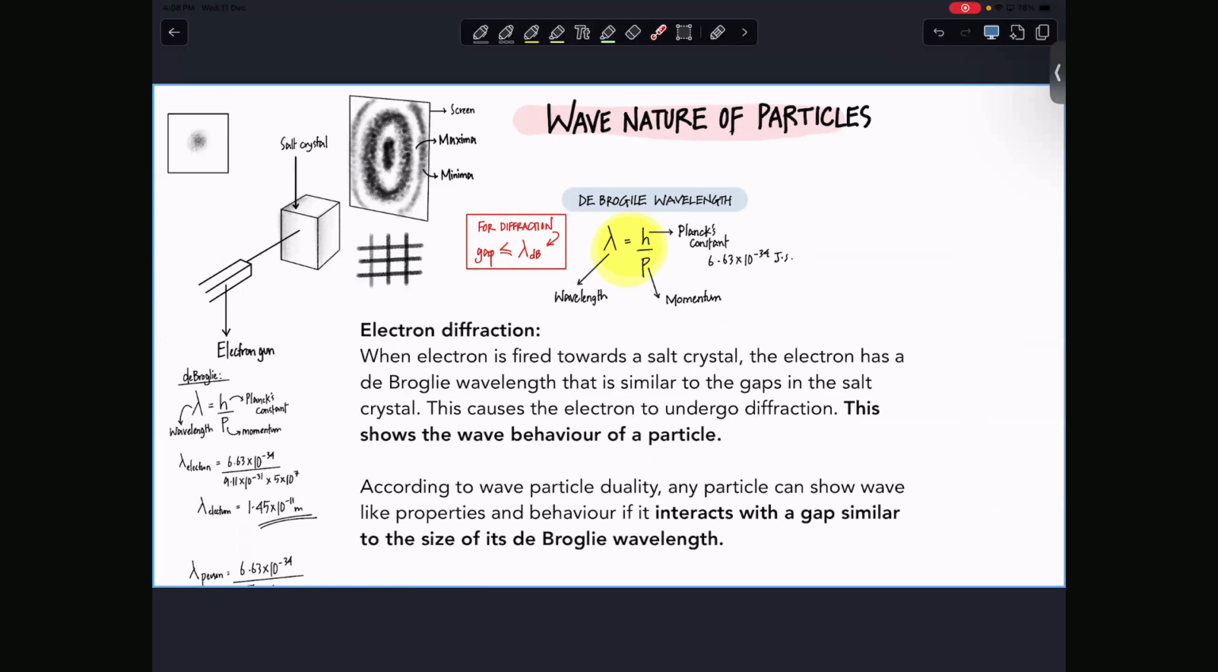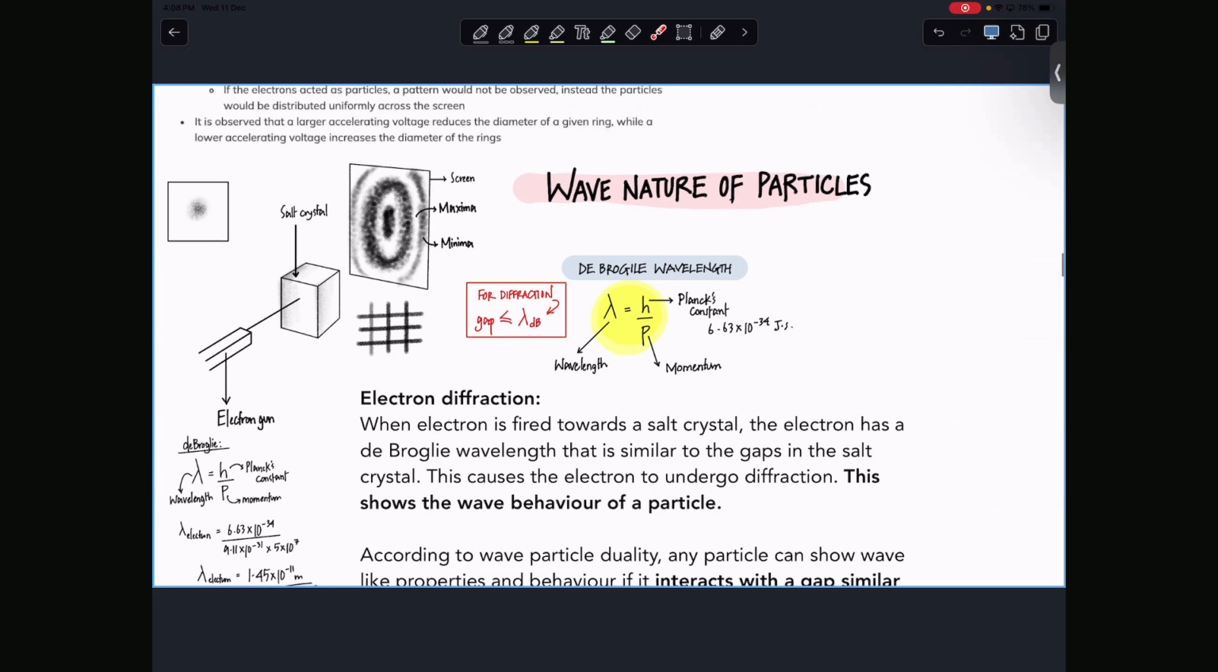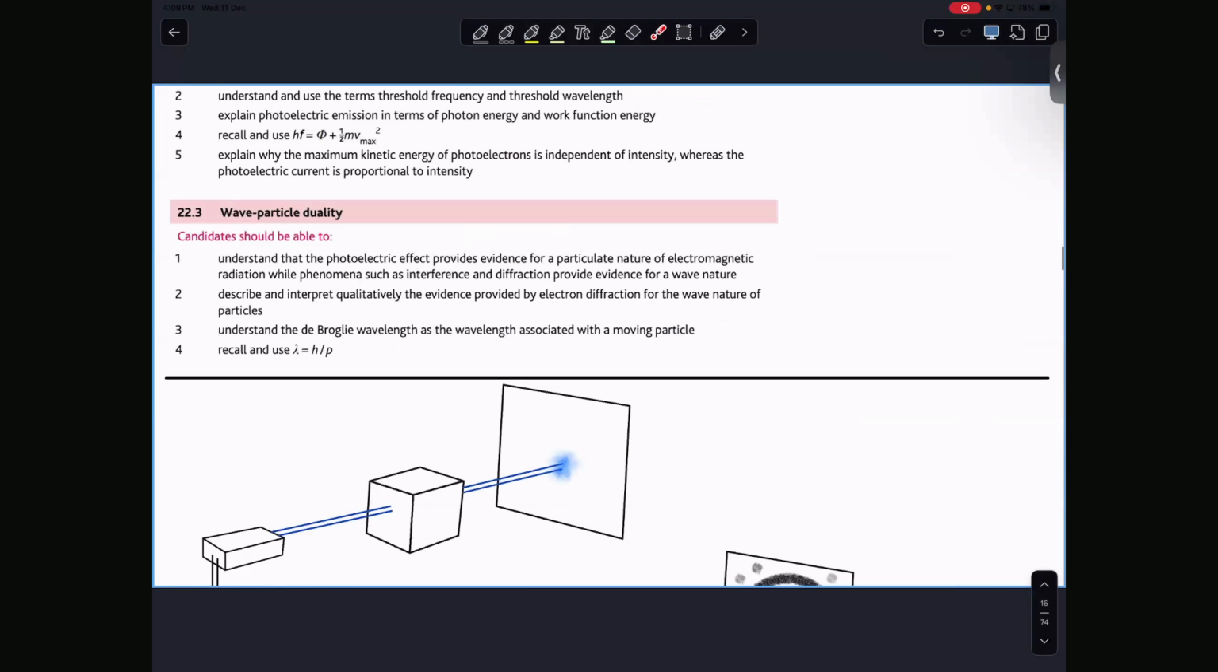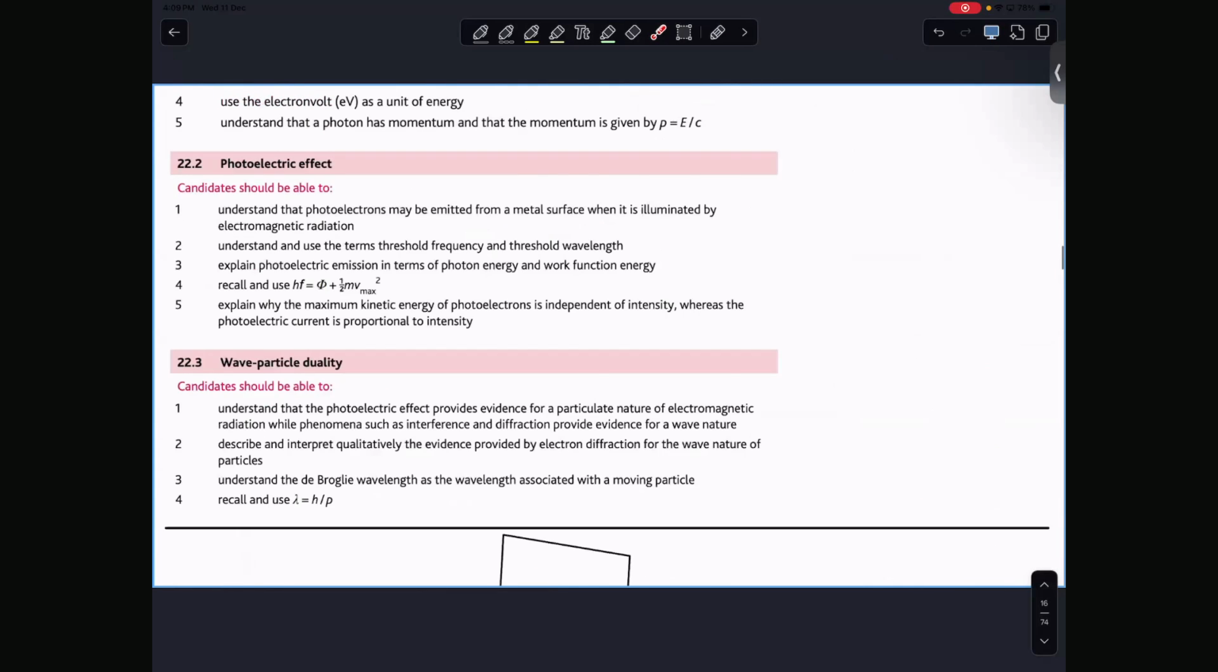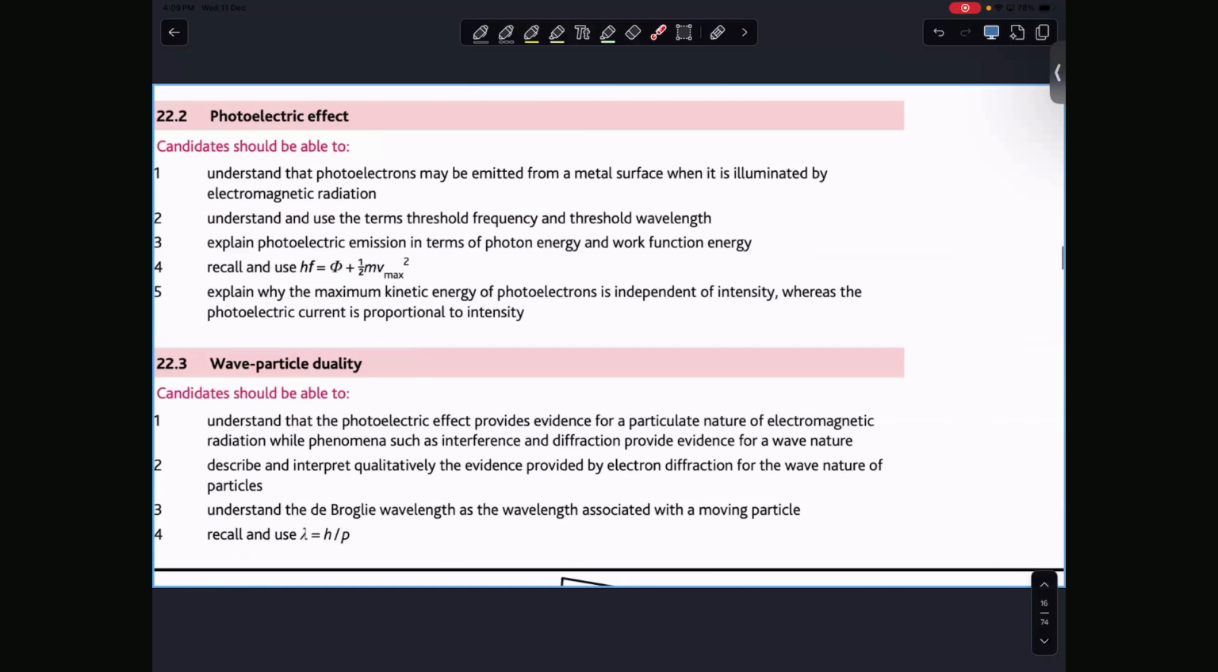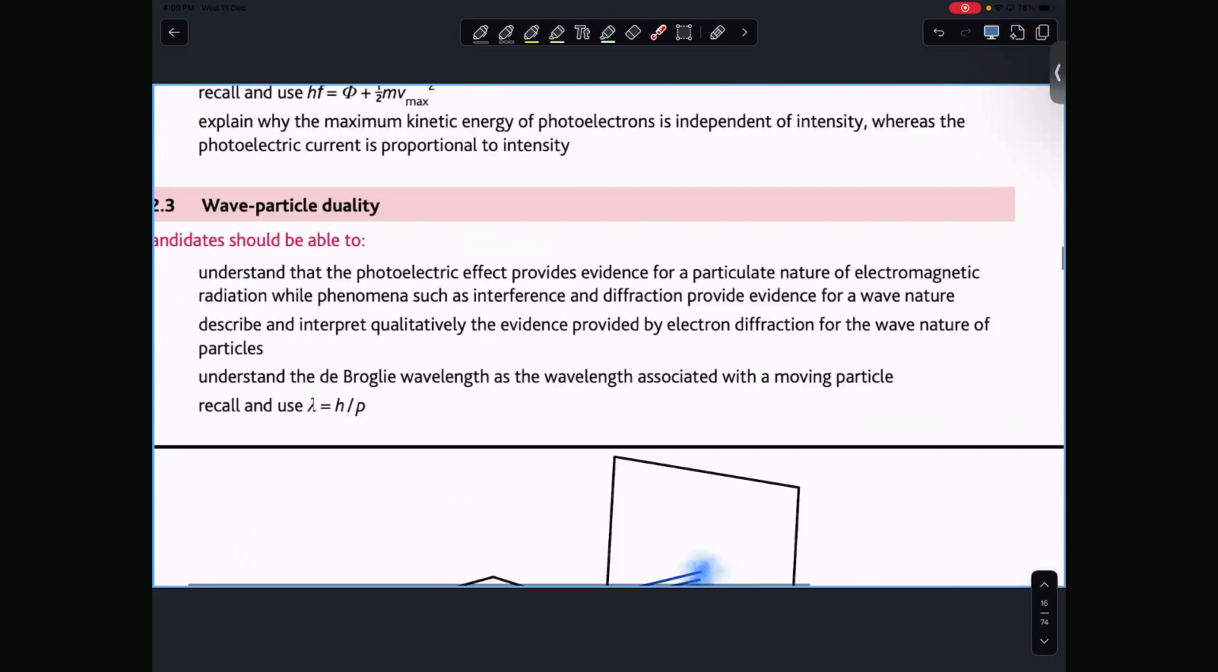Right, let's start. So this is your wave nature of particles. We started this topic last class, and I gave you some brief idea about it. So that is this part, the last part here. They understand the de Broglie wavelength as a wavelength associated with moving particles. Use lambda equals h by p. Describe and interpret qualitatively the evidence provided by electron diffraction for wave nature of particles.